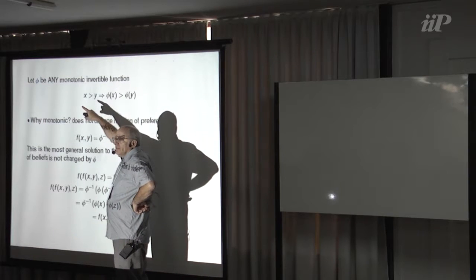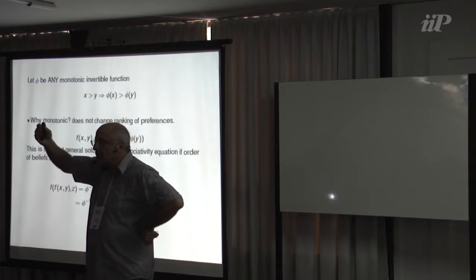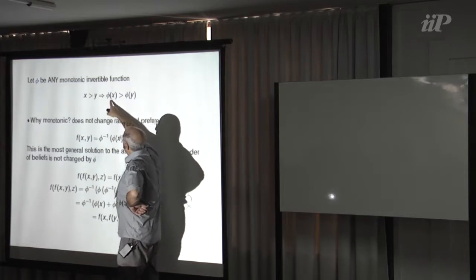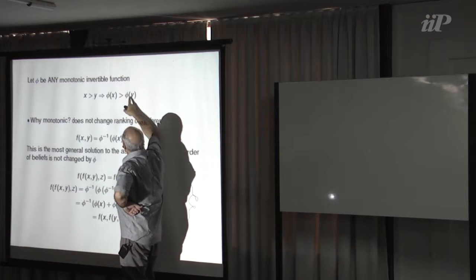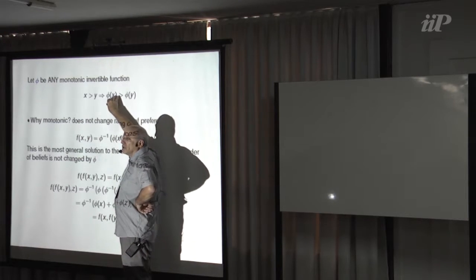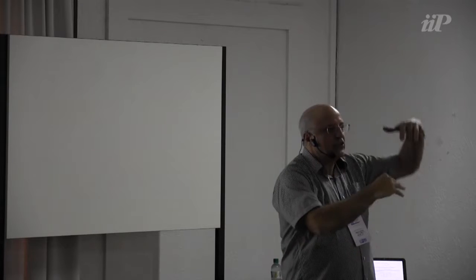Let phi, you see, some of you are not very familiar with functional equations. But I'm going to say, any function phi for which, if x is larger than y, phi of x is larger than phi of y, is called a monotonic function. Why is monotonic interesting for us? Suppose I have beliefs x, y, z, and I apply to these beliefs a monotonic function. Whatever was larger goes to a larger value. Whatever is smaller goes to a smaller value. Things might be changed by phi, but things do not change position in my ranking of preferences.